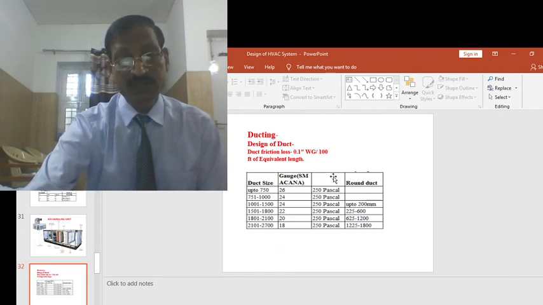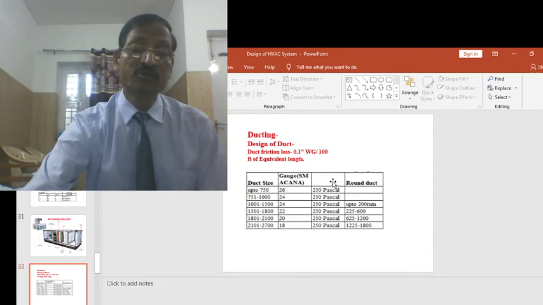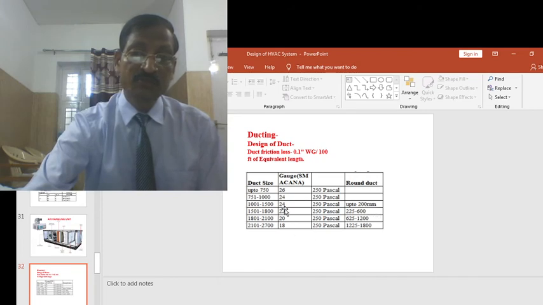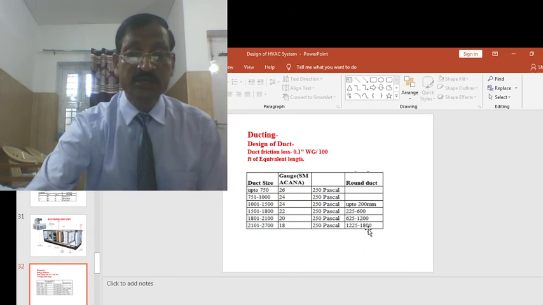This is the pressure rating of the duct. Normally for comfort system 250 pascals, and these are for round duct. If it is up to 200 mm, then it is 24 gauge. For 225 to 600 mm size, 22 gauge, and likewise if the size of the round duct is up to 1800 mm, it will be 18 gauge.